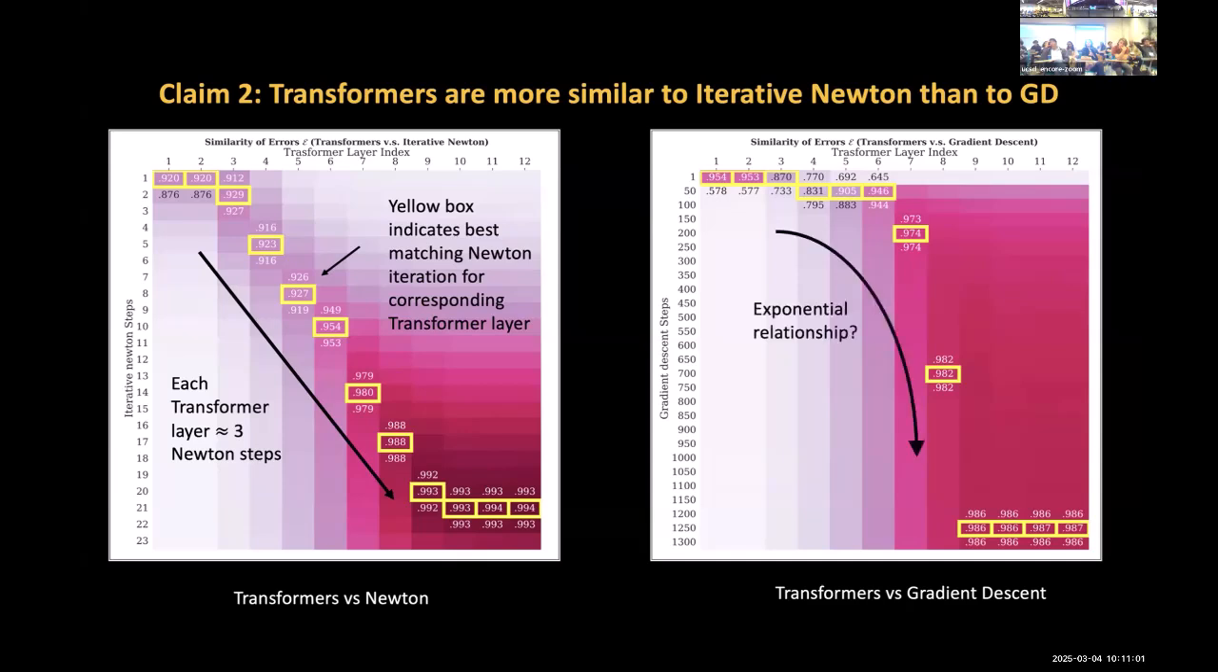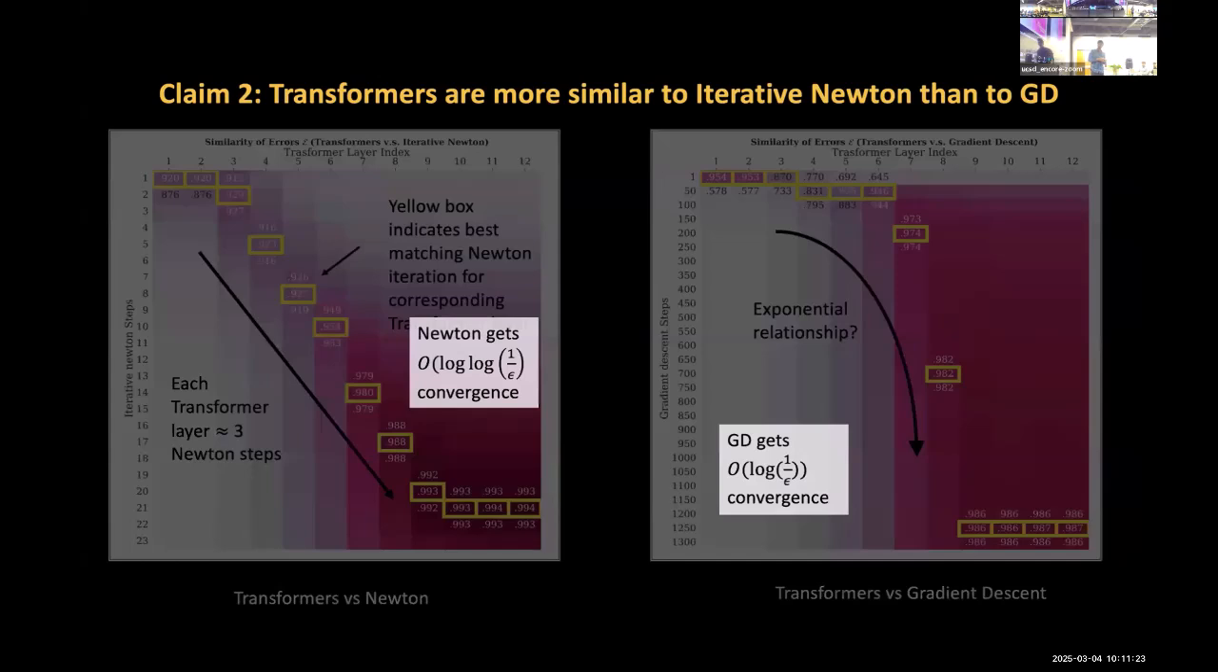Now let's look at gradient descent. So gradient descent seems to be much more exponential. If you look at say the 4th, 5th, or 6th layer, they are similar to 50 or so steps of gradient descent. The 7th layer is similar to 200, then to 700 and to 1,000 or so. So can you make sense of this?